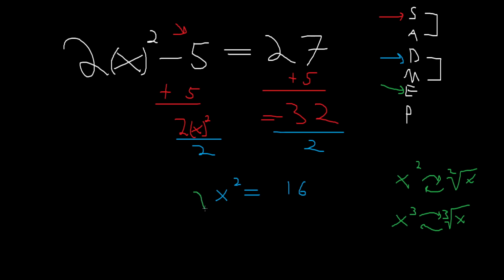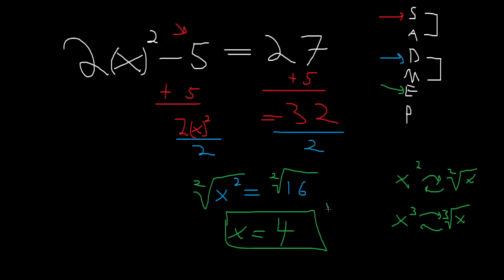So right here, we need to get rid of that square. So we need to do the square root. Square root of 16 is 4. So x is 4. Yay! We have our answer. We didn't even have to get all the way down to the parentheses.